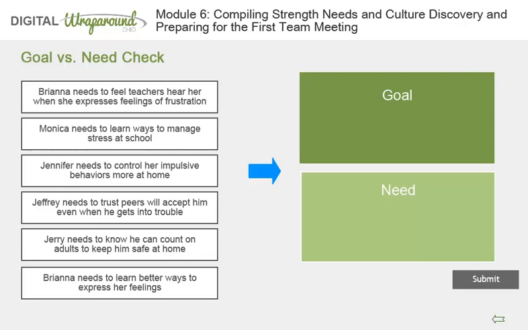Brianna needs to feel teachers hear her when she expresses feelings of frustration. Monica needs to learn ways to manage stress at school. Jennifer needs to control her impulsive behaviors more at home. Jeffrey needs to trust peers will accept him even when he gets into trouble. Jerry needs to know he can count on adults to keep him safe at home. Brianna needs to learn better ways to express her feelings.